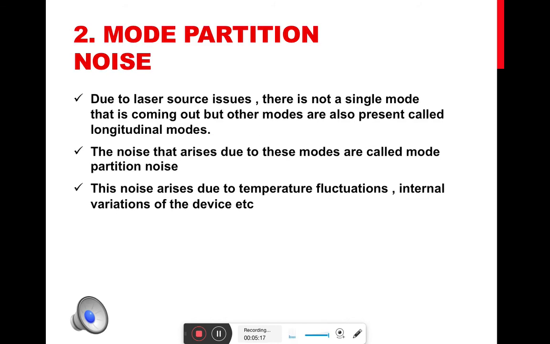The next type of noise is mode partition noise. Mode partition noise arises in lasers. As you all know, there is not a single wavelength or a single mode that is coming out from a laser. There are chances that other modes also propagate through a laser, and those other unwanted modes are called longitudinal modes. Because of these longitudinal modes, there can be a noise, and that type of noise is called mode partition noise. And this mode partition noise arises due to the temperature fluctuations and internal variations of the device.